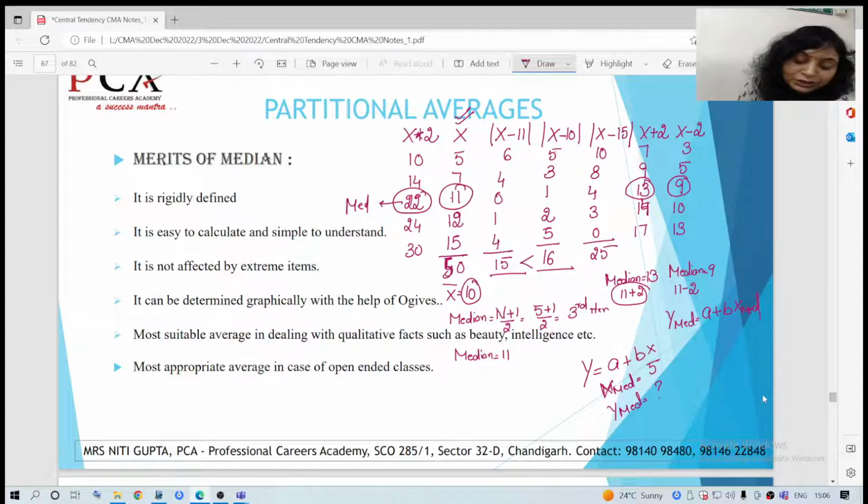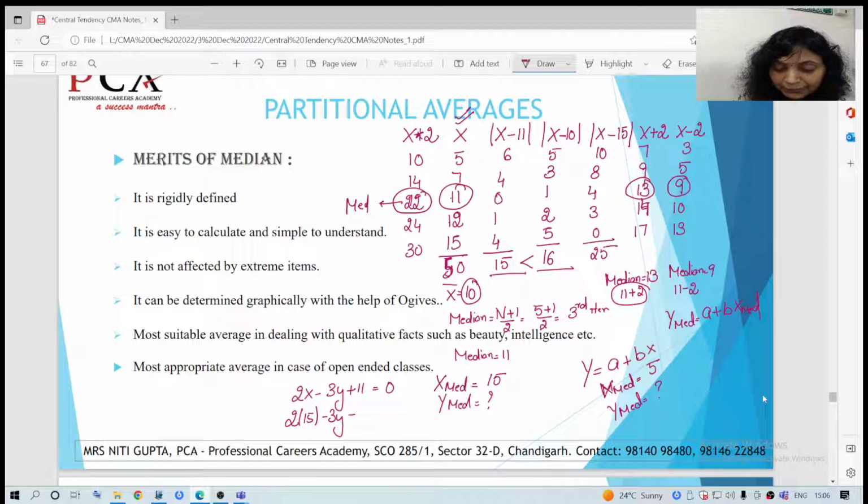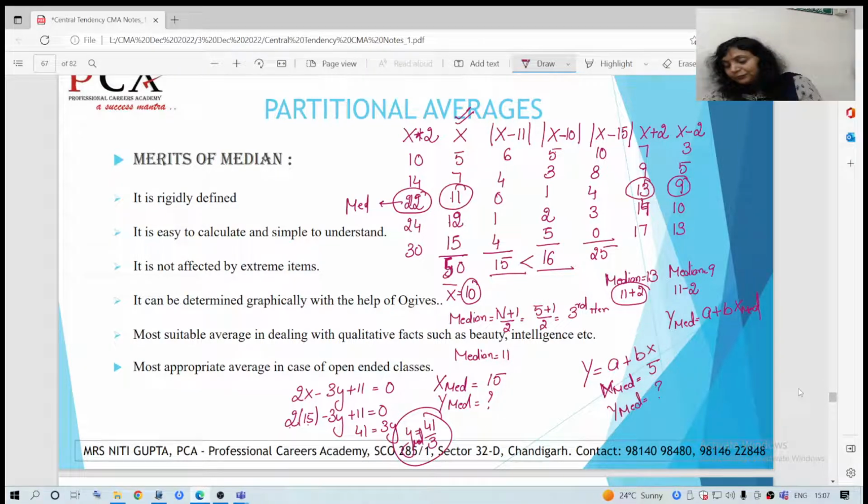If the question is this: the relationship between x and y is 2x minus 3y plus 11 equals 0, and x median is 15, find y median. You simply have to substitute the value of x by x median. 2 into 15 minus 3y plus 11 equals 0. 15 2s are 30, plus 11, 41, equals 3y. So y is equal to 41 by 3. That means y median is equal to 41 by 3.